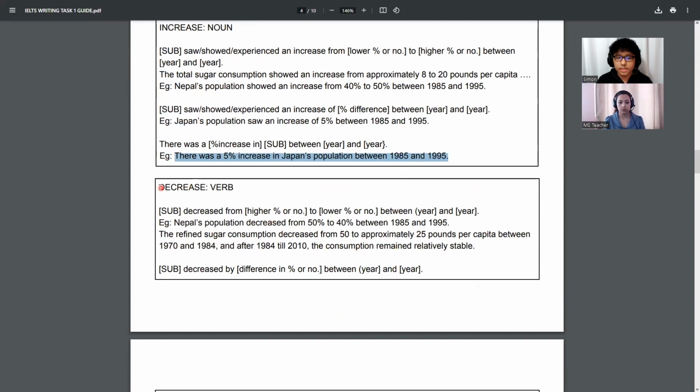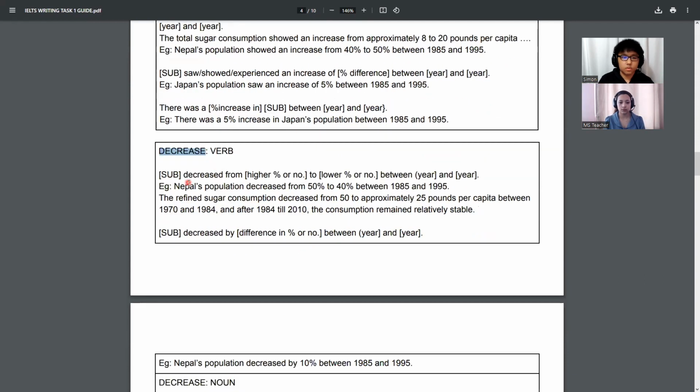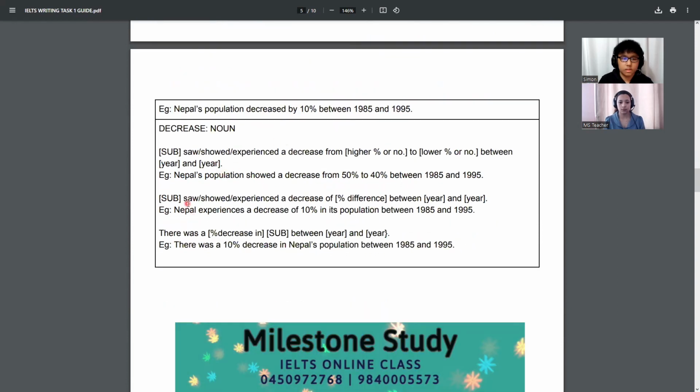Okay, now we're going to talk about decrease. This means going down, right? Before it was going up, this is going down. So one example is Nepal's population decreased from 50% to 40% between 1985 and 1995. So you guys get the gist, right? First the word, then the number, and last the timeline. Last few examples. Nepal's population showed a decrease from 50% to 40% between 1985 and 1995. So yeah, these are the examples. So this is how you can use some of these words in your writing.